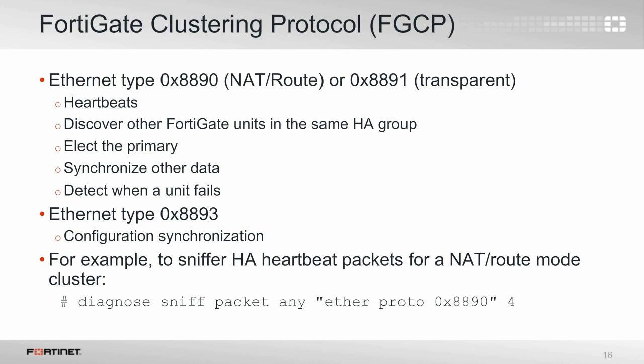FortiGate HA uses FGCP, the FortiGate clustering protocol, for HA-related communications. The FGCP travels among the clustered FortiGate units over the links that you have designated as the heartbeats. The FGCP traffic uses a different Ethernet type than the IP protocol. It actually uses 3 different Ethernet types, depending on the operation mode, transparent or NAT route.